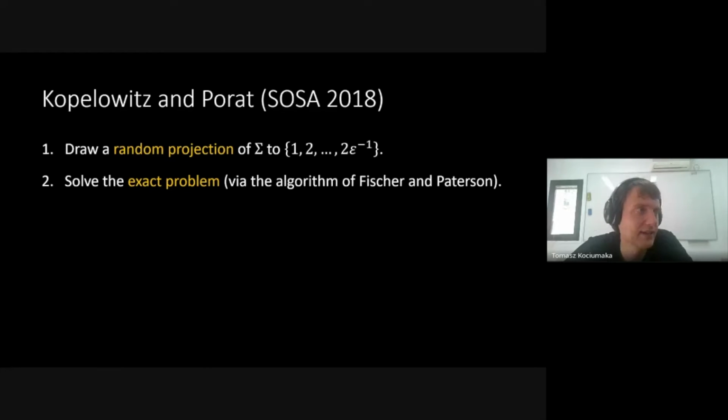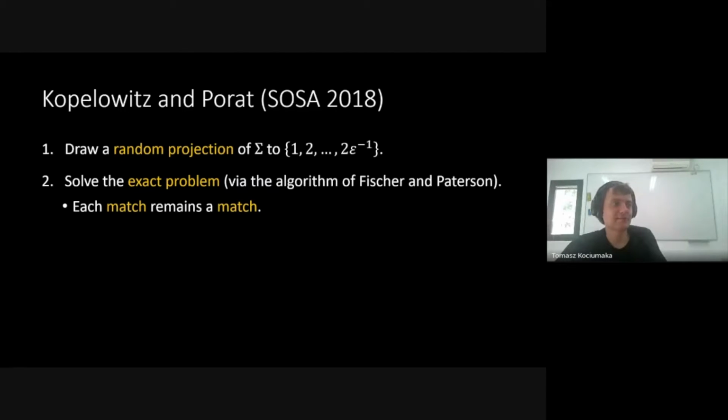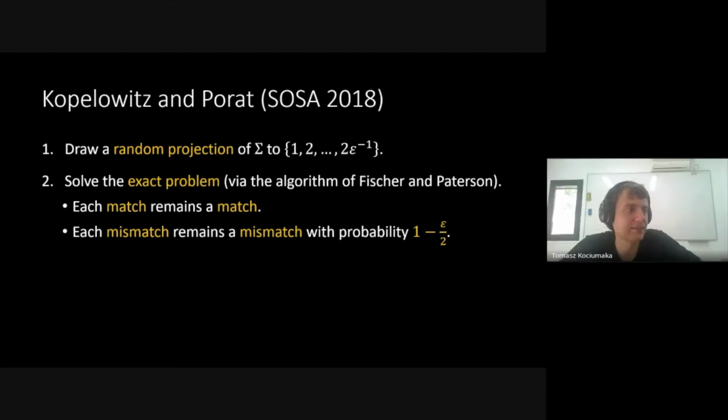And now let's see how the exact Hamming distances after projection are related to the Hamming distance before the projection. So each pair of matching characters stays a pair of matching characters because the projection is a function. And also a pair of mismatching characters is very likely to stay a pair of mismatching characters. Collision probability is epsilon half. So with probability 1 minus that, a mismatch remains a mismatch.